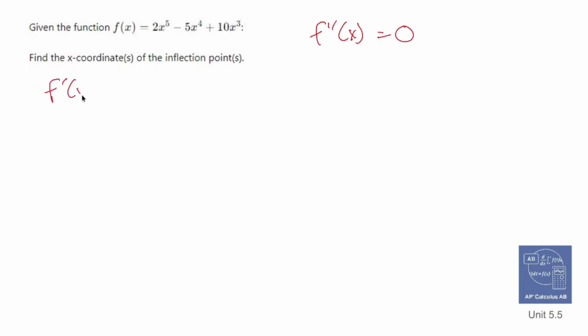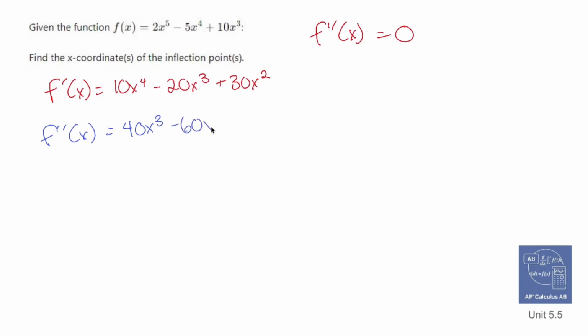So f prime of x, the first derivative, is going to be, power rule, 10x to the fourth minus, power rule again, 20x to the third, plus, power rule again, 30x squared. Now let's take the second derivative. F double prime of x is going to equal, power rule, 40x cubed, power rule, minus 60x squared, power rule, plus 60x. Now let's factor what we can factor.